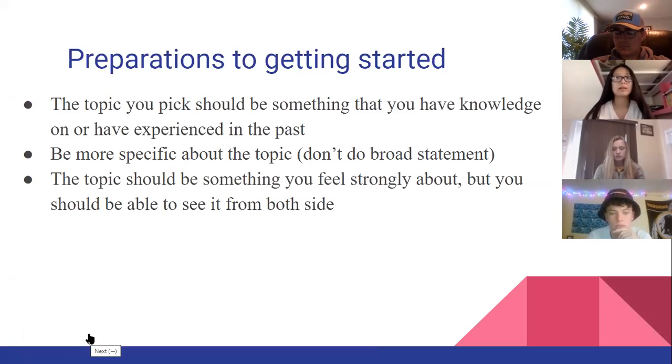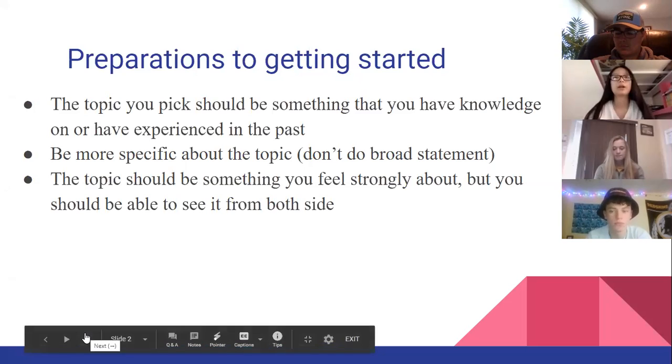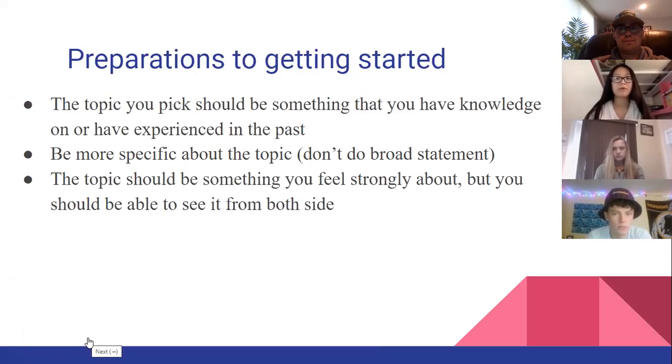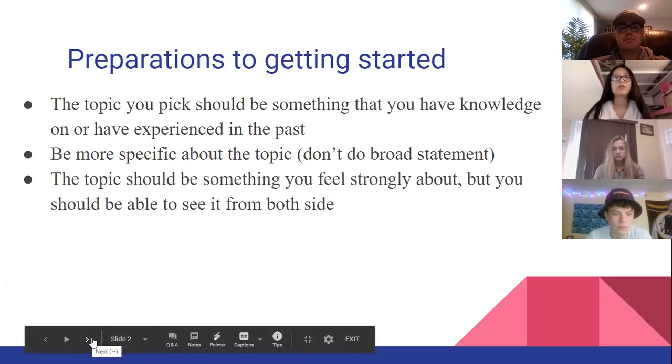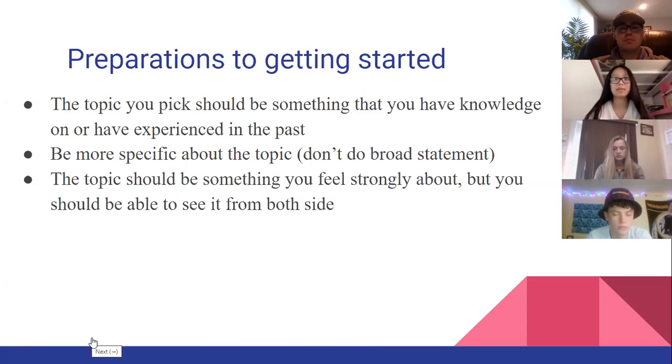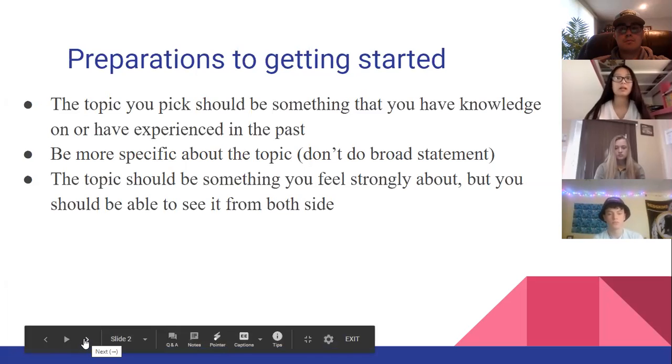Don't do a broad statement. For example, you can write about the tax rates in New York State rather than the tax rates in the whole nation. The topic should be something you feel strongly about, but you should be able to see it from both sides. You should feel strongly about the topic so you will be able to write a convincing statement. However, try to avoid topics that you can't support on both sides because you may not be able to represent the opposing side fairly, which makes the essay biased.